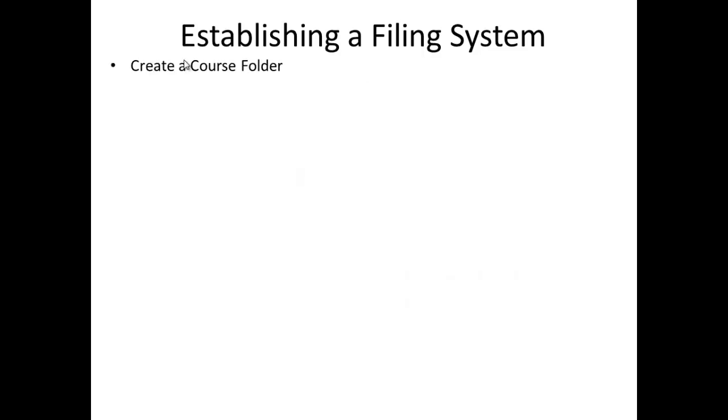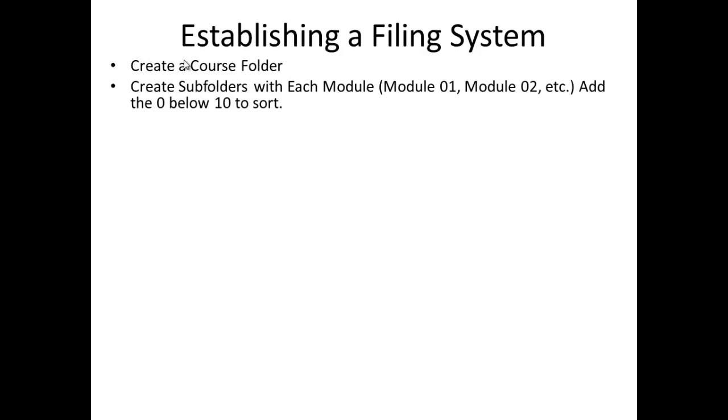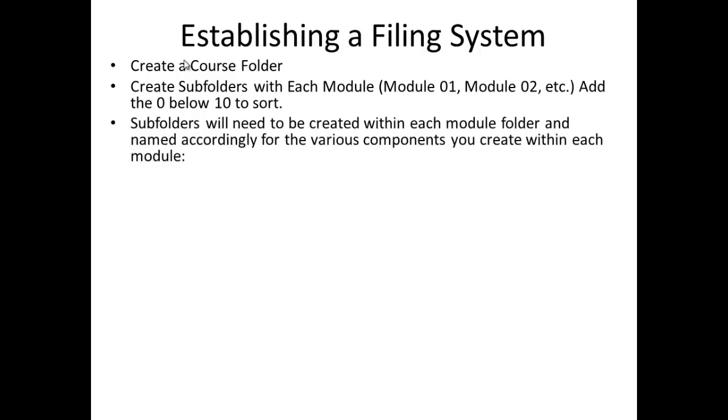In order to establish a filing system for your course, create a course folder. Within that course folder, create subfolders within each module. Module 1, Module 2, etc. Notice how I've added a 0 before the 1 and the 2. You want to do that before every number below 10 so that they will sort out alphanumerically and appear in order within your files. Subfolders will then need to be created within each module folder and named accordingly for the various components that you create.